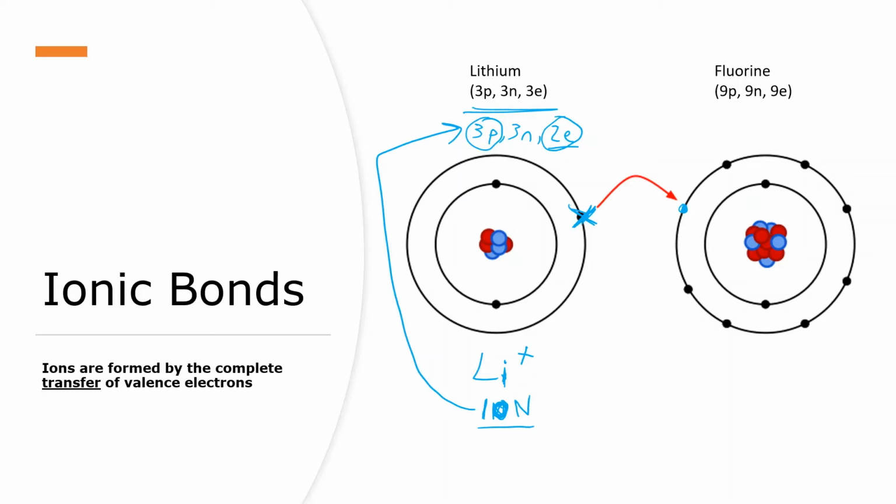Okay, same thing with fluorine. We know what it looked like before, 9, 9, 9. It's picking up a new one that it didn't have. So after the transfer, it's going to be 9p, didn't change proton number, 9n, didn't change neutron number, but now we have 10 electrons, right? Which is more than we had, 1 more. It's full. Yep, everyone's full and happy, but we have an imbalance again. We have 9 positive charges and 10 negative charges.